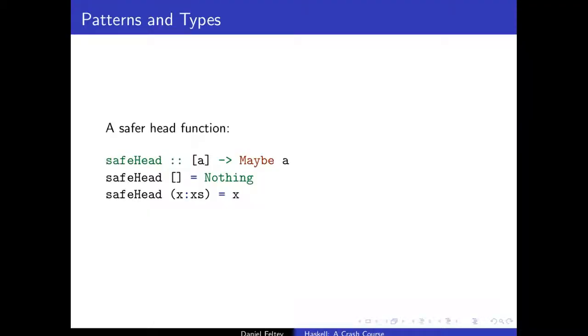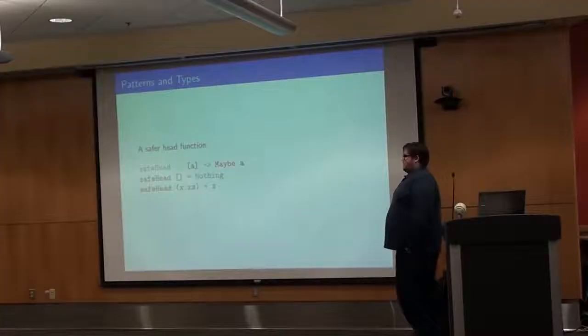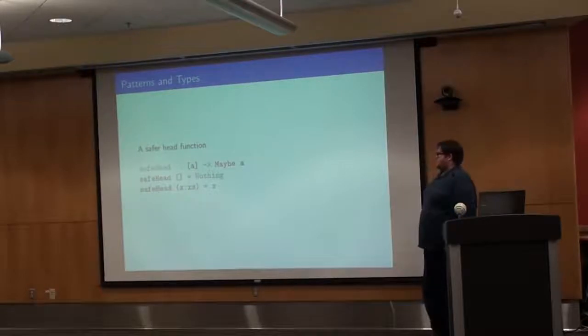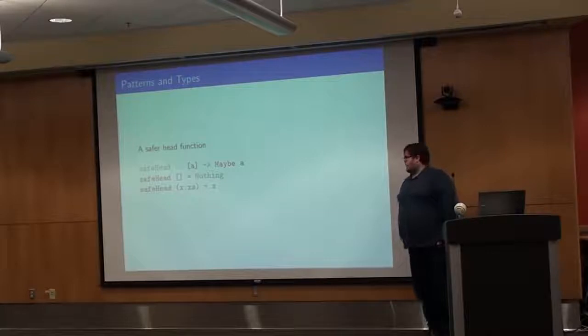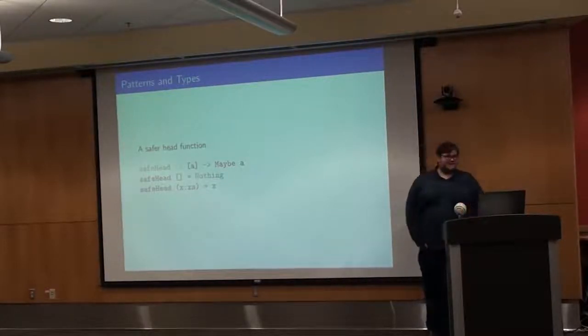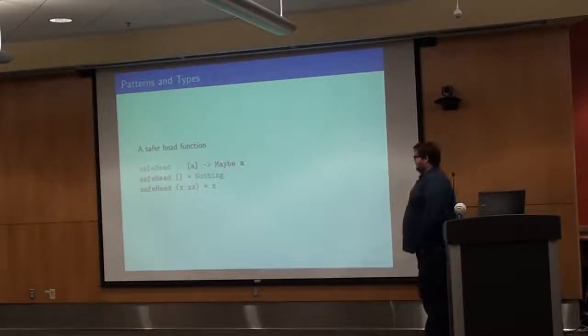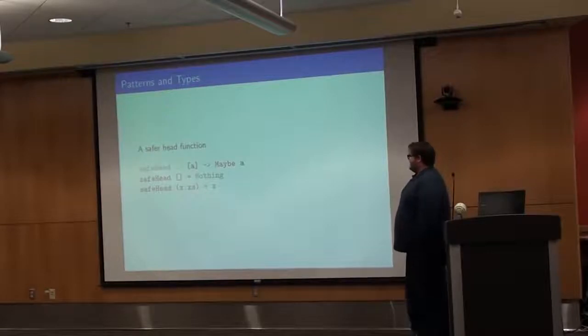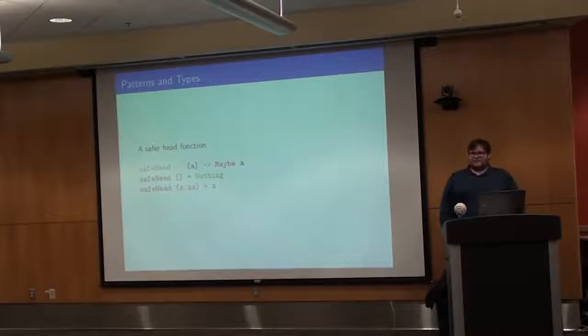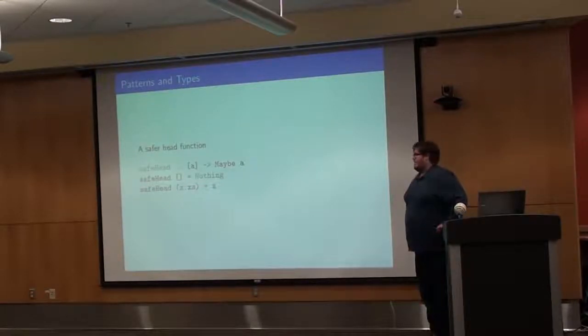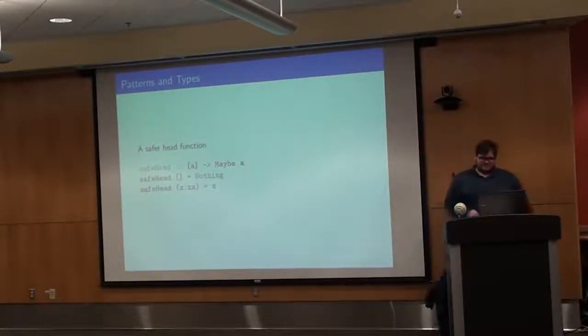Adding in patterns and types, we can write a safer head function that won't throw an exception, with safe head from type list of A to maybe A. If we get an empty list, we just return nothing, and otherwise, this won't actually type check because x isn't of type maybe A, x is of type A. So there should actually be a just in front of x, which slipped past me because I couldn't figure out how to make my slides also be a compilable module.